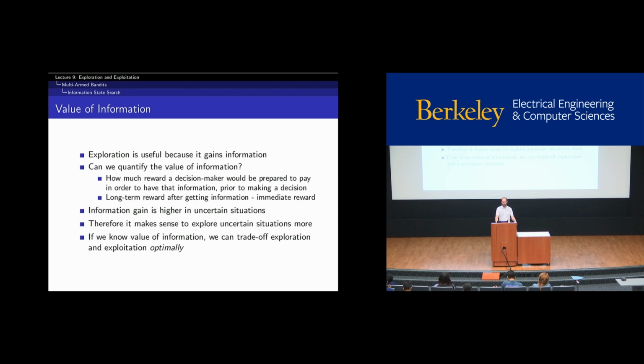How much reward would a decision maker be prepared to pay in order to have that information prior to making the decision? And so then if your value of information is high enough, you can decide to collect that information. Otherwise, you can just say, I'm fine not knowing. It's not going to probably matter to me. And this is what you'd have to do to trade off exploration and exploitation optimally.